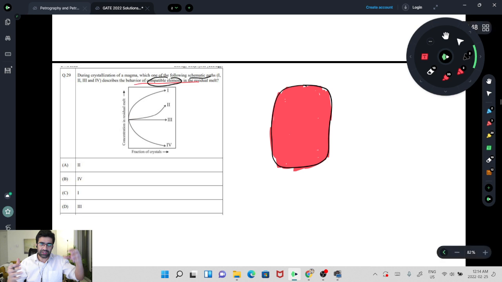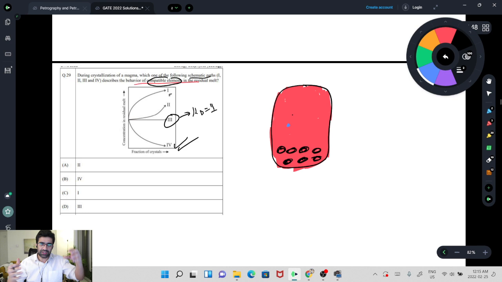This question is first of all just like choosing the odd one out. The only odd thing here is 4. 1 and 2 are on the upper side. 3 is when you have a distribution coefficient equal to 1. Basically, from this magma some minerals are forming, and this is the solid part which has formed. You are asked about compatible elements. They will go into the solid phase because they are compatible. That is the definition of compatible ones.